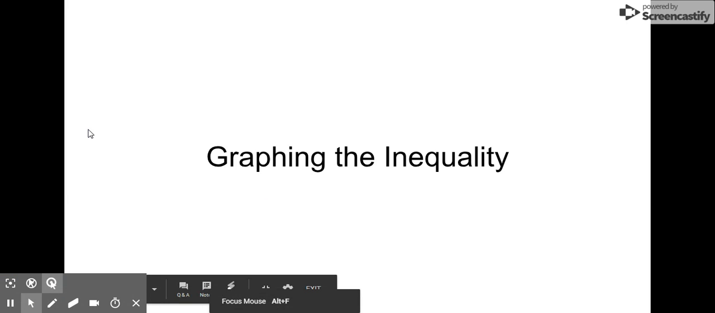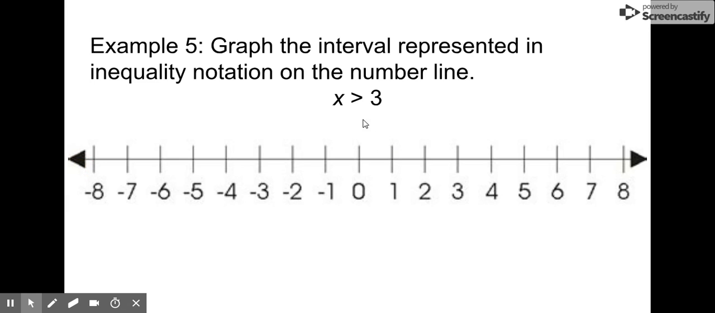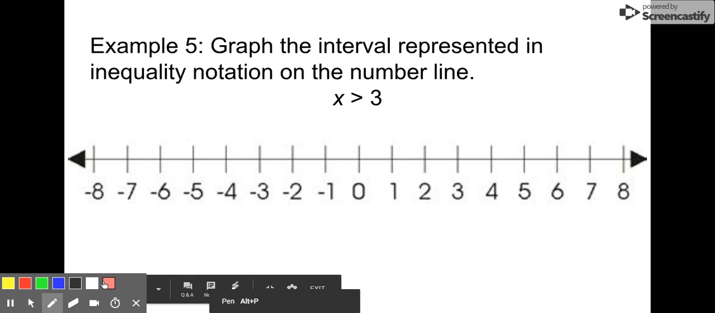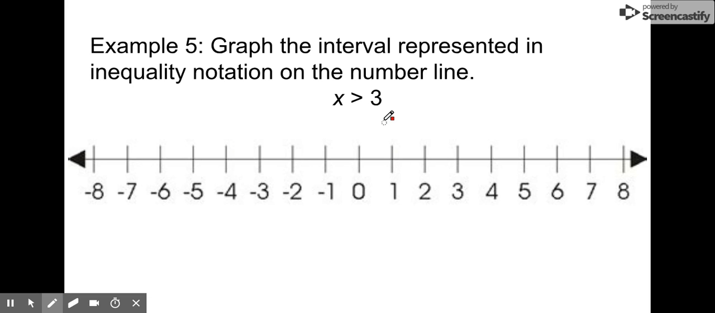Now let's look at how to actually graph the inequality when we see it. So over here, we want to graph the interval represented in inequality notation on the number line. So we have x is greater than 3. So again, we have to think about, should we have an open or a closed circle? Because we have a greater than symbol, we know it's an open circle. So we do an open circle at 3, and then we have to decide which direction we're moving. We want numbers bigger than 3, so that's like 4, 4.5, 5, 6, so on and so forth.